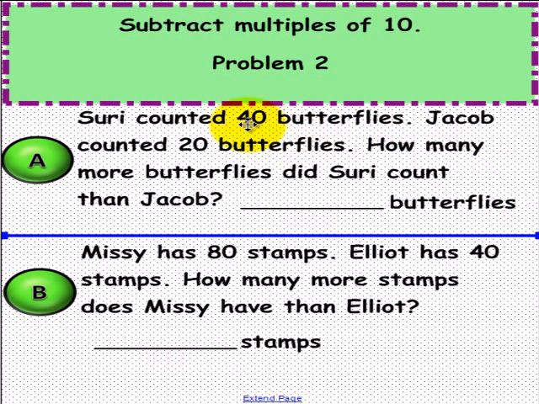Okay, let's see if we have this correct. Surrey had 40, Jacob had 20. 40 minus 20, we should have had the number 20 here. Missy has 80 stamps, Elliot has 40 stamps. How many more? We should subtract 40 from 80, and you should have come up with the answer of 40. If your answers match ours, that is amazing. Remarkable. If you would please erase your answers, and while you're doing that, have another student come up to the smartboard for the very next problem. Thank you.